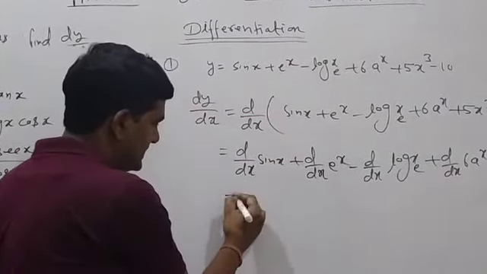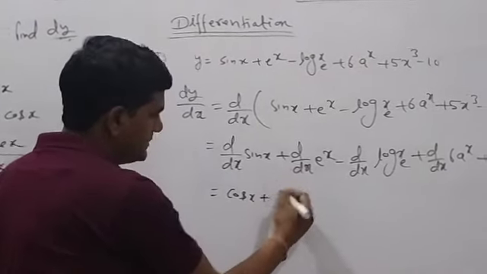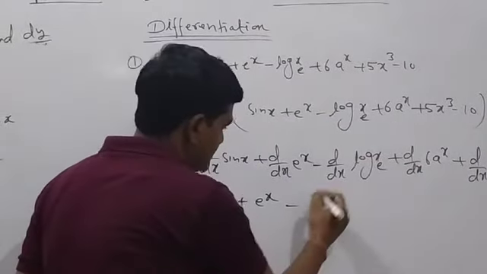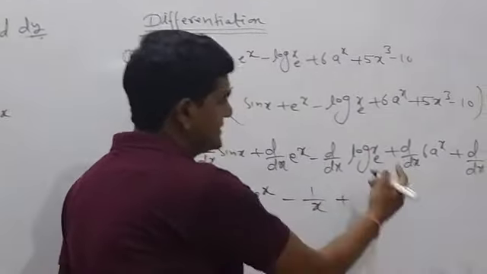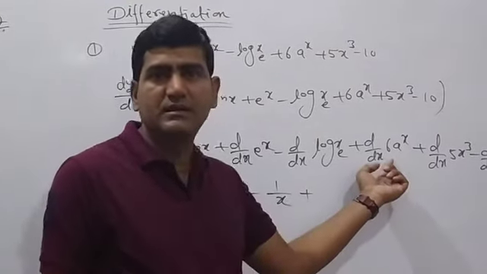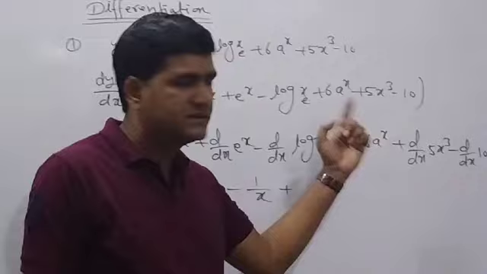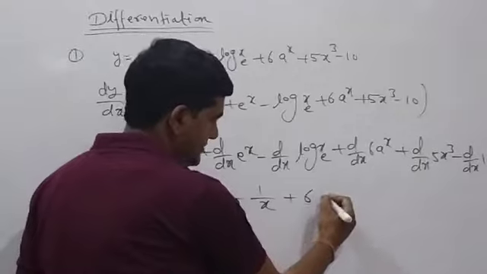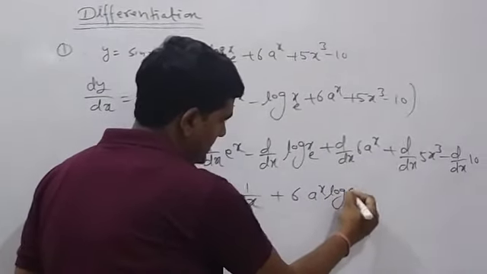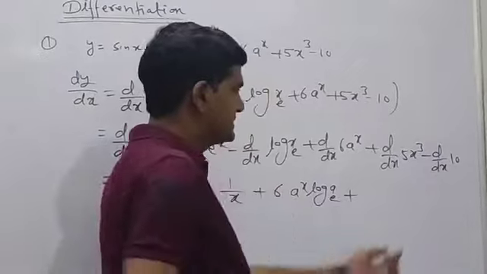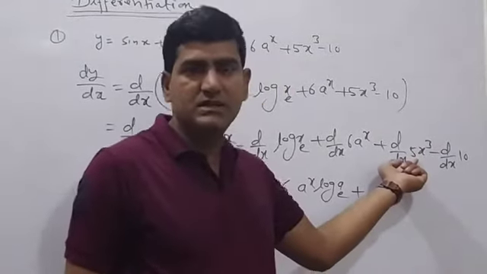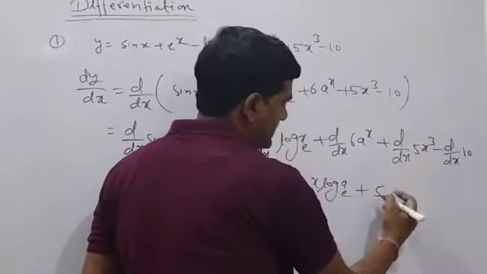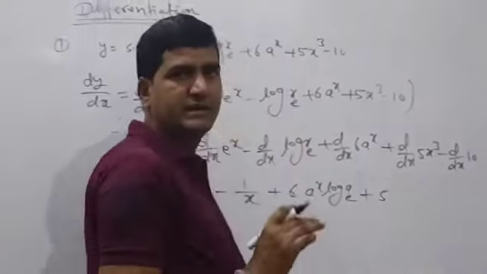What is the differentiation of sin x? Sin x gives cos x. E power x gives e power x. Minus log of x base e gives 1 by x. Plus, now here is a product of a constant and a variable. In this case, leaving the constant, we differentiate the variable. So leaving 6, the differentiation of a power x is a power x log of a base e. Plus here 5 into x cube, leaving 5, then 5 into d by dx of x power n. X power n gives n into x power n minus 1.